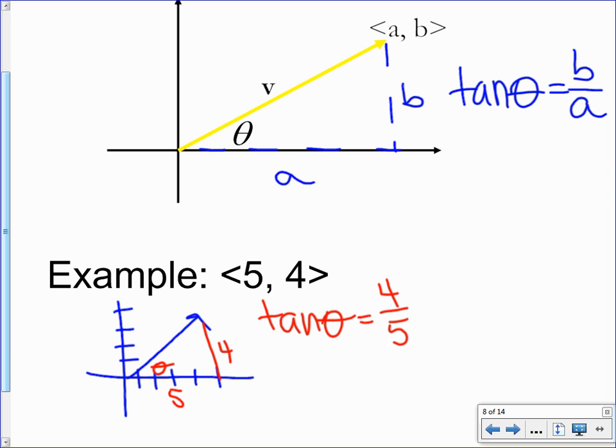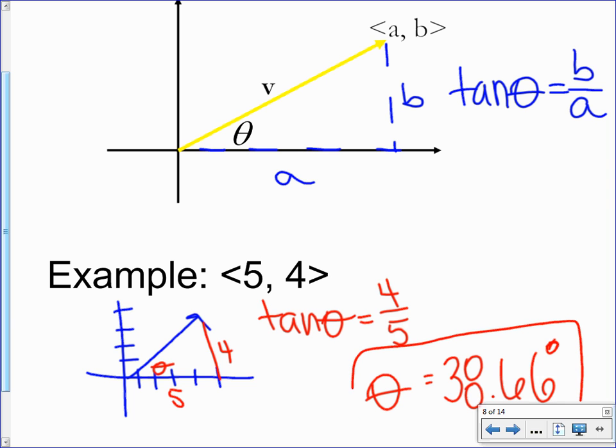Can you please confirm this angle? Yes? Okay. We drew our vector in the first quadrant. This makes sense, right? Now, where you need to be careful is when our vector has its terminal point in a different quadrant.